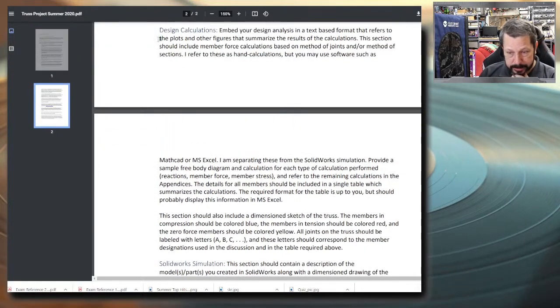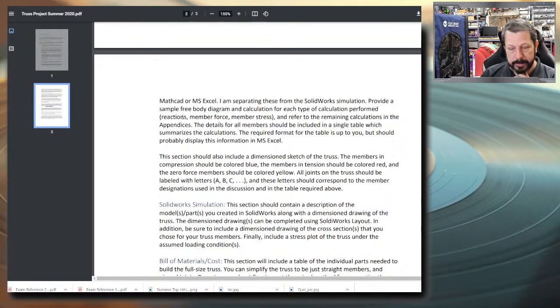Then you'll do calculations. So this is where you'll go in by hand, do method of joints, method of sections to figure out the member forces, and when they'll fail. I'll also go through a spreadsheet, I guess, of how we can predict where it's going to fail based on different failure modes.